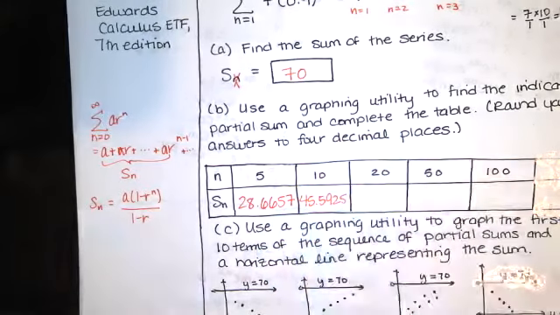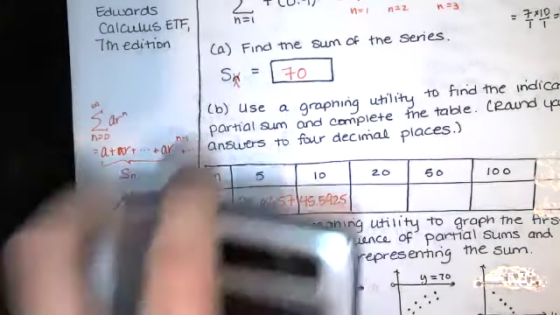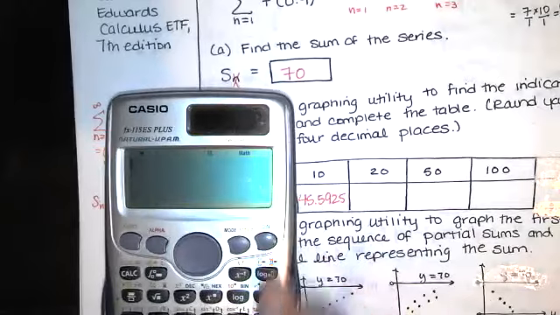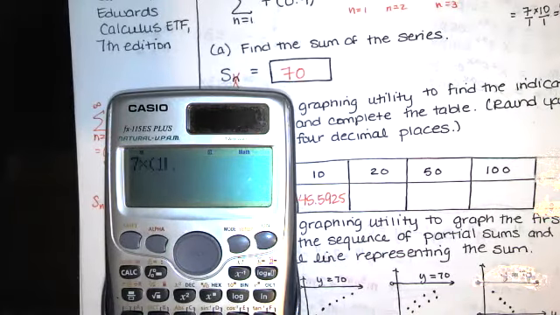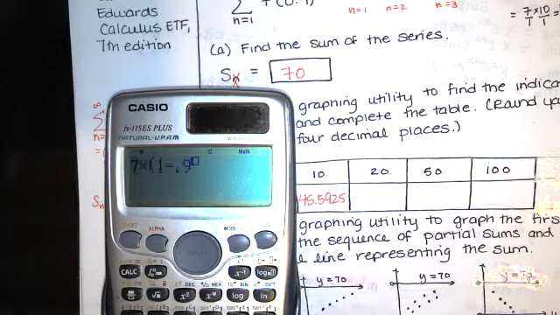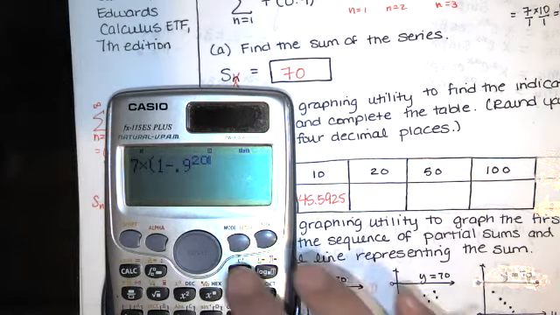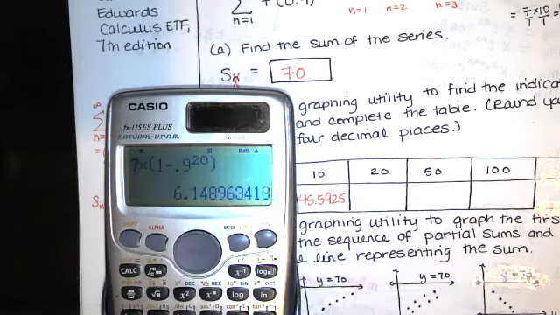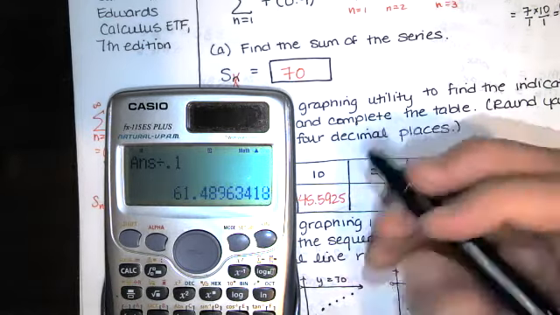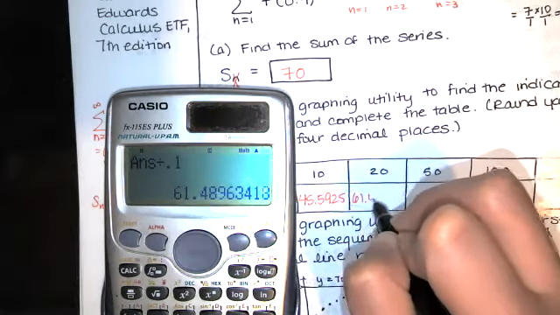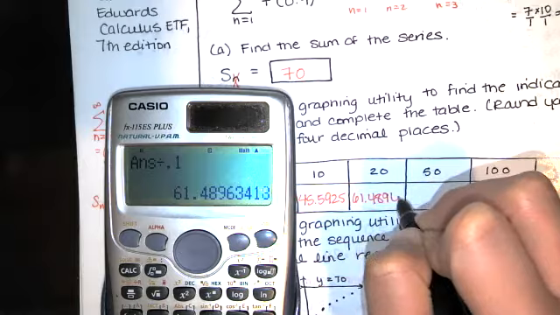We'll do the same thing when n equals 2. 7 times 1 minus 0.9 raised to the 20th, divided by 1 minus 0.9, which is 1/10. And we get 61.4896.